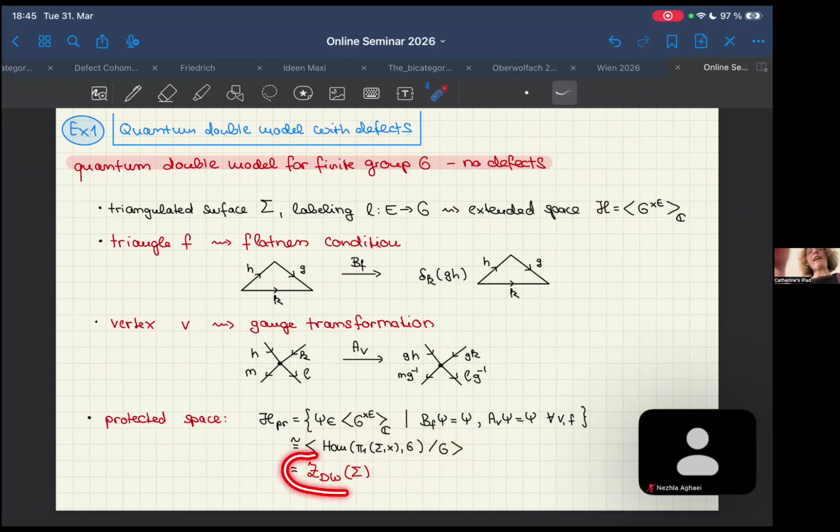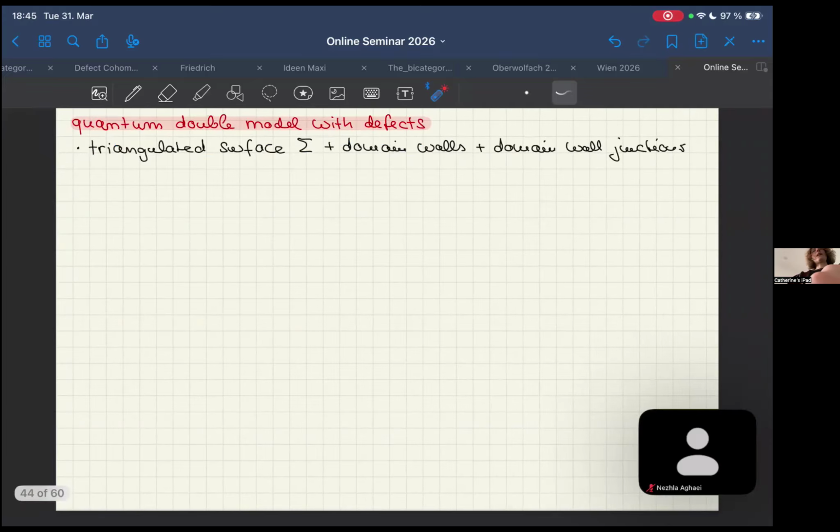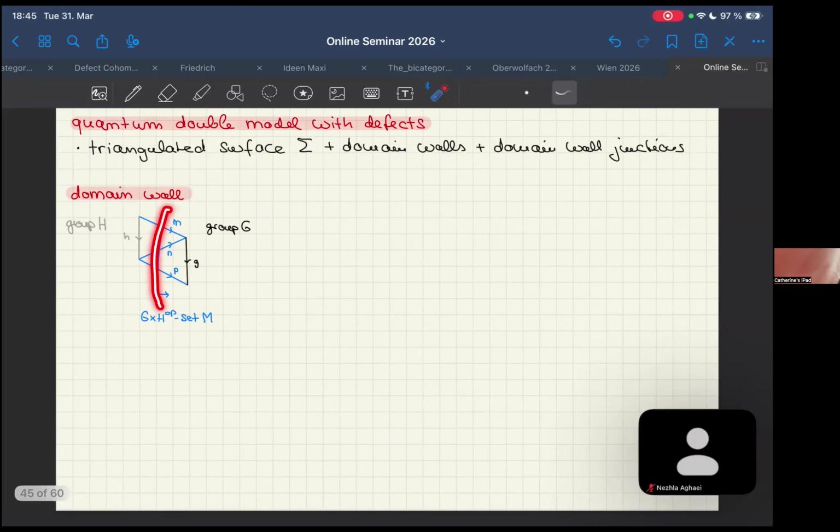And this is also the vector space assigned by the Dijkgraaf-Witten TQFT. So what do we do with defects? Now we consider domain walls, so codimension 1 defects, and domain wall junctions, codimension 0 defects. So here we have a little domain wall.